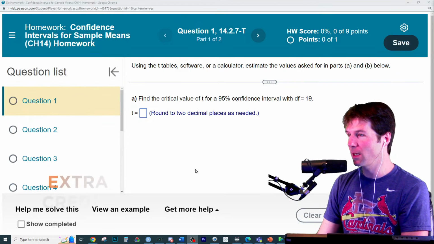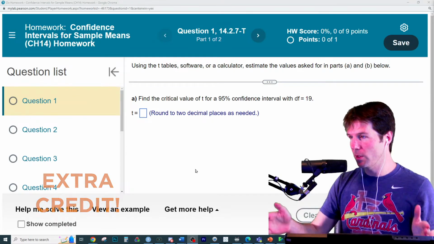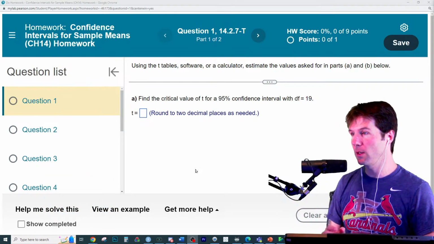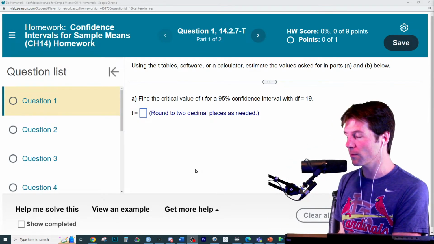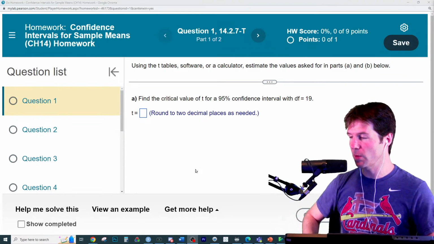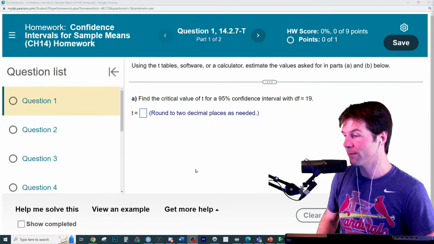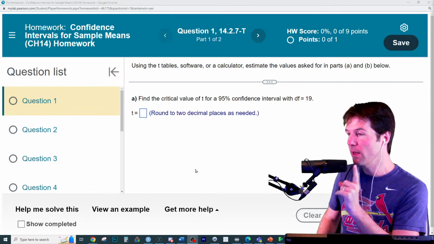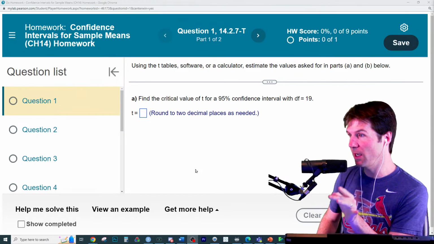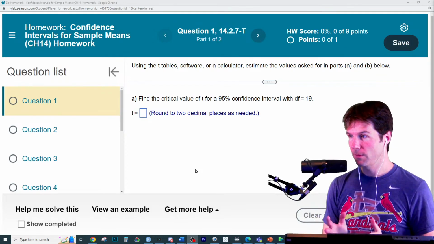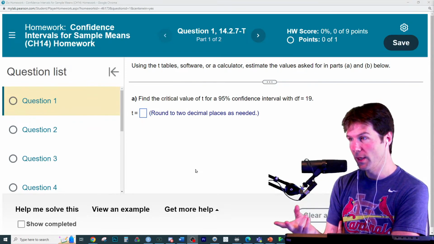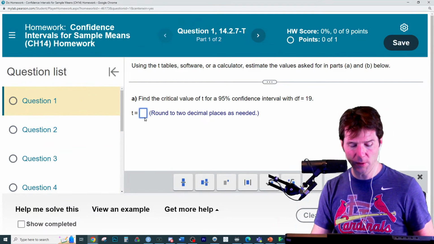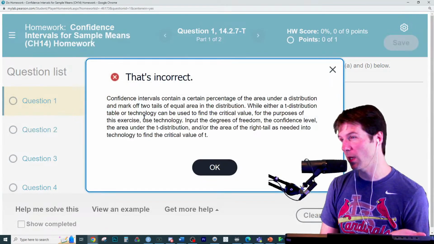So here's the thing. When you hear 95% confidence, what number do you think about? Well, 0.95, but think about standard deviations. When you think about 95, you think of how many standard deviations? 2, right? So we could try 2, and I don't think we'll get it right. We're going to be close. It says we're not right.